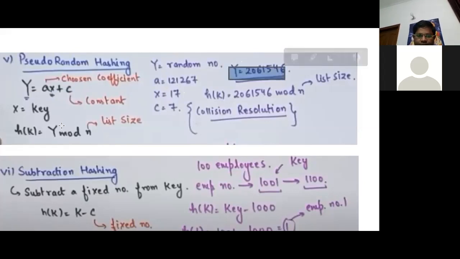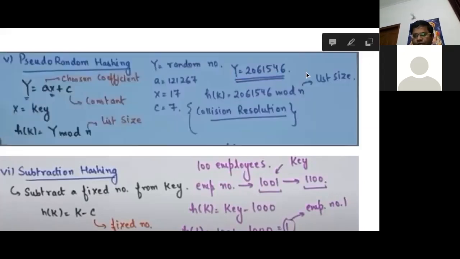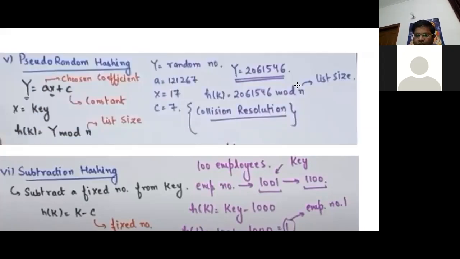So to calculate the hash function, the gamma value is 2061546, and mod n, where n is the list size. Here the list size is given. So by using this formula, you will calculate the given hash function using pseudo-random hashing. This hashing technique is basically used to avoid the collision.